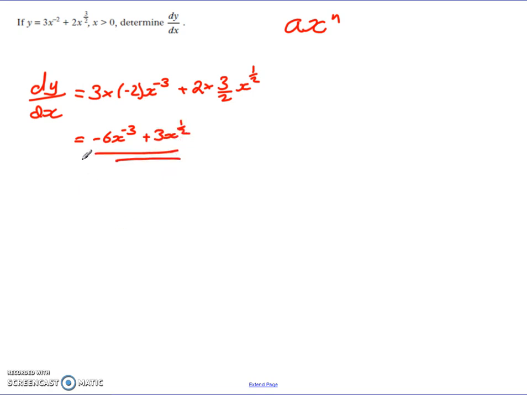I've determined it. Sometimes it might ask you to put it in its simplest form or with positive indices. And in that case, if it did that, we'd have it as negative 6 over x cubed plus 3 times the square root of x. We could write it in that form. But if the question doesn't specify it, this sort of answer here would be perfectly acceptable.